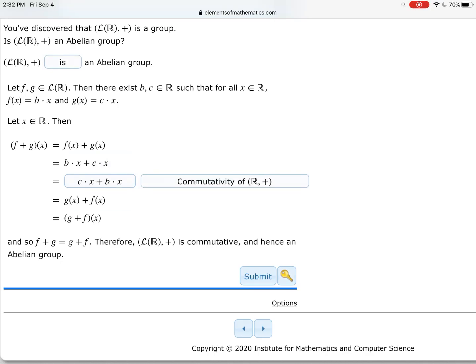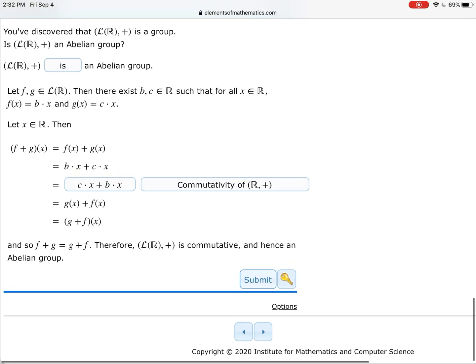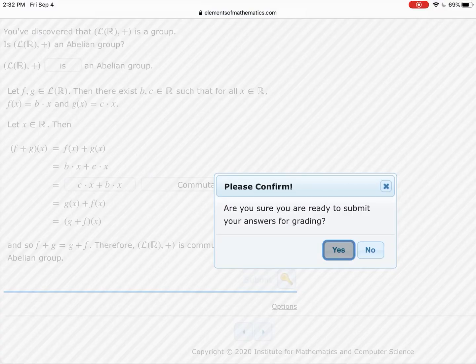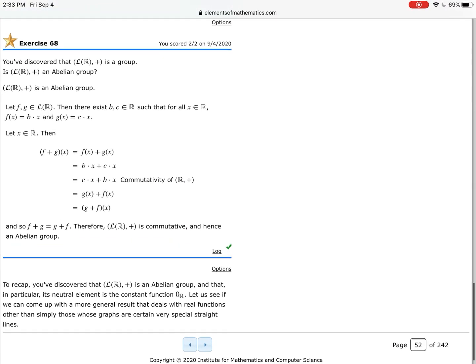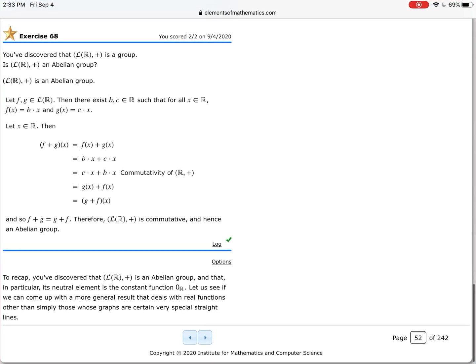And what's going to complete this? Pretty obviously, c times x plus b of x. See how it's just perfectly flipped around from the preceding one? No problem at all. Hit submit, and you should be done with this page. A nice series of gold stars. So there you go. There's your walkthrough of page 52.